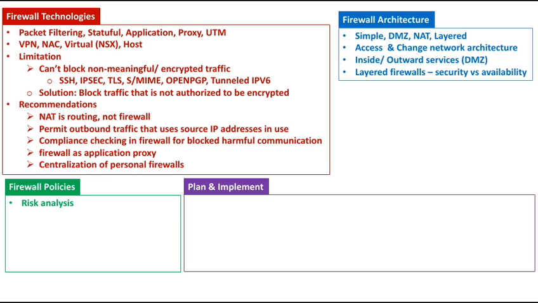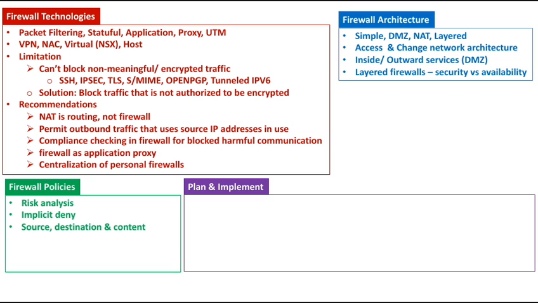The next portion of this document is the firewall policies. Before devising any policy for your firewall, you have to perform a risk analysis of your organization, and then there should be an implicit deny policy on your firewall. It means that if traffic is not permitted, then it should be denied by default.